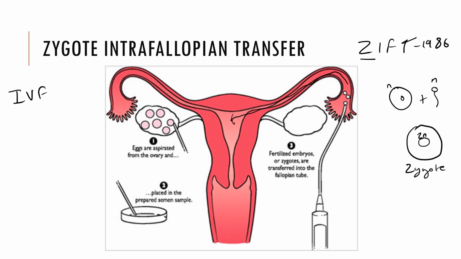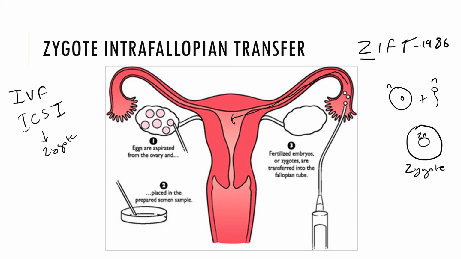But suppose somehow the fertilization is not taking place in the fallopian tube, or suppose they are going for the ICSI, or intracytoplasmic sperm injection technique, during the IVF treatment. Then the zygote obtained from ICSI is directly placed or released in the fallopian tube.